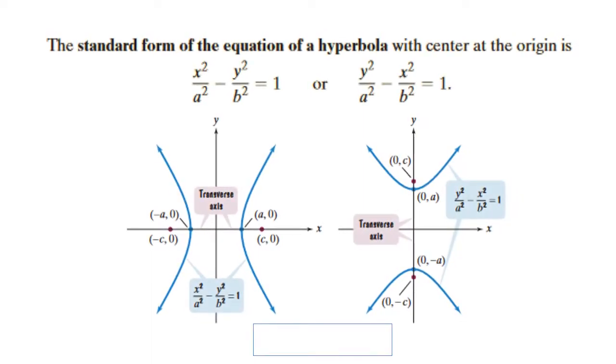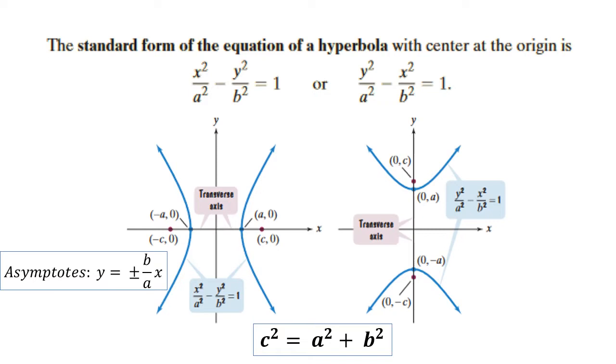Now, the standard equation of a hyperbola with center at the origin is as given. In both cases, we have c squared equal to a squared plus b squared, and we also have asymptotes related to the hyperbola. In the first figure, the one on the left, if we have a hyperbola whose center is the origin, the asymptotes are y equals plus or minus b over a x, and otherwise, with the graph on the right, we have the asymptotes as y equals plus or minus a over b x.